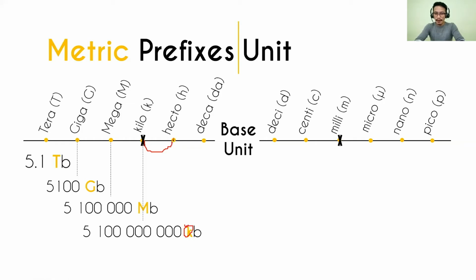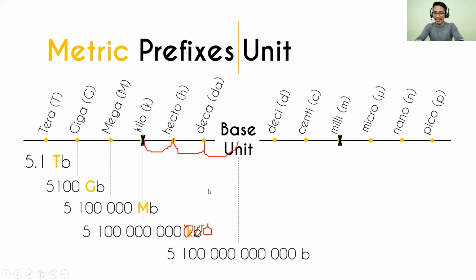How about from hecto to deca? Hecto to deca. How many movements of our decimal place? 1. So, dagdag ka lang ng isang 0. Okay? How about from deca to base? Deca to base. We need to add another 1. That means, yan. Diba? Madali lang, no? It is just a movement of decimal place. Dadagdag ka lang ng zeros.